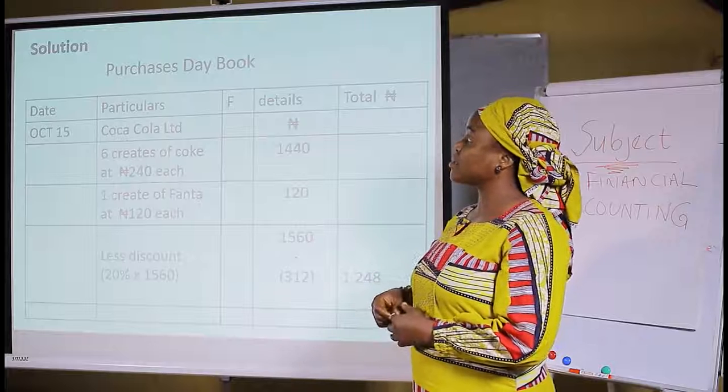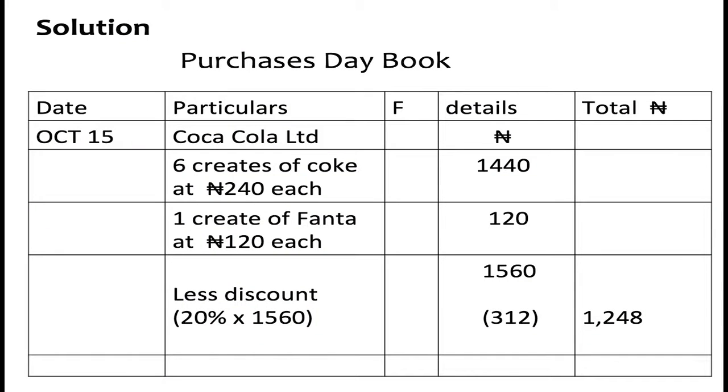Purchase day book. October 15, Coca-Cola Limited is our particular. 6 crates of Coke at 240 naira each will give us 1,440 naira. 1 crate of Fanta at 120 each will give us 120. If you sum up these two figures, it will give us 1,560 naira. Then you less the discount of 20% on 1,560 naira, which is 312 naira, and our balance will be 1,248 naira.